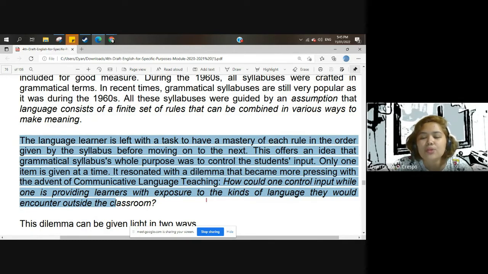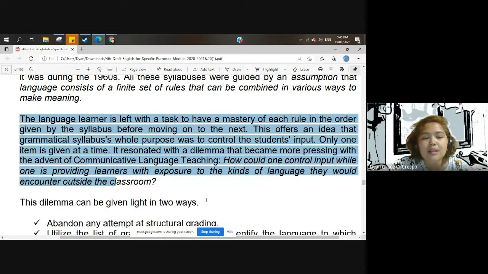How could one control input while providing learners with exposure to the kinds of language they would encounter outside the classroom? During this time, I'm not sure if you still caught that, depende siguro sa teacher niyo. But more on the teachers before, talaga is you really need to memorize the rules of grammar. I remember my teacher when I was in high school, medyo seasoned teacher na siya during that time. Talagang everything should be memorized, as in pati period.